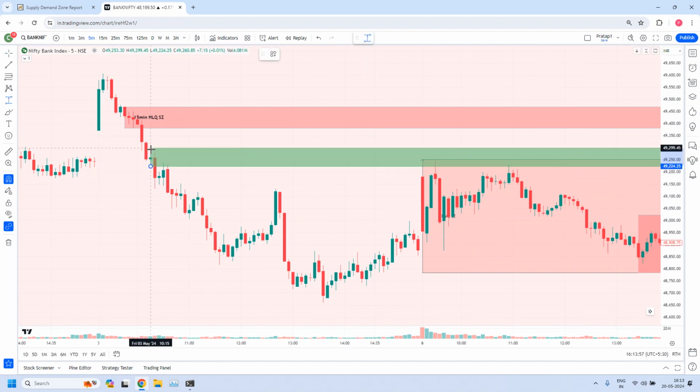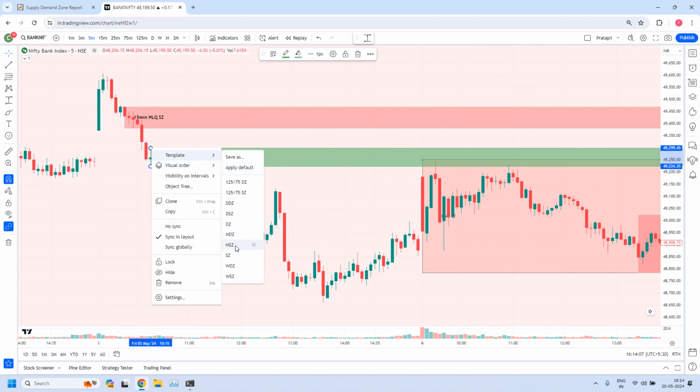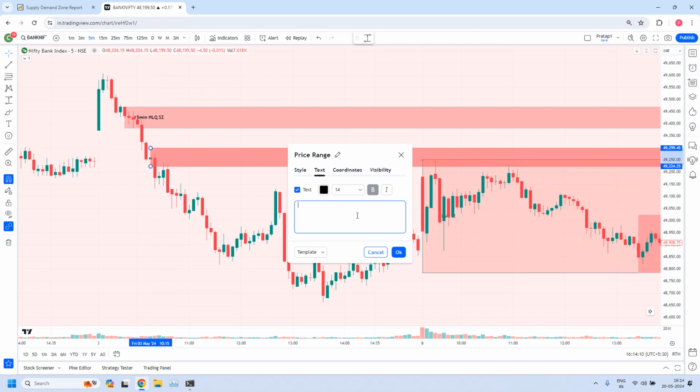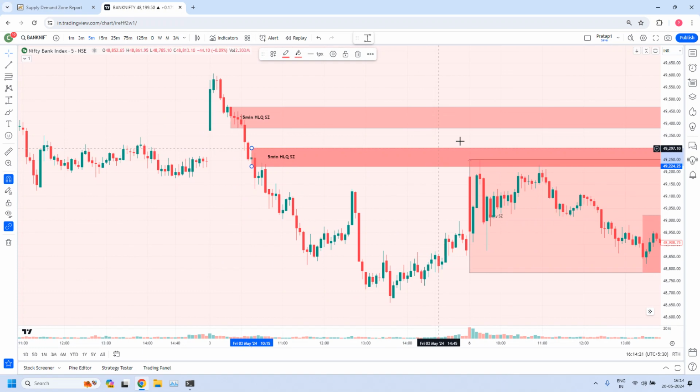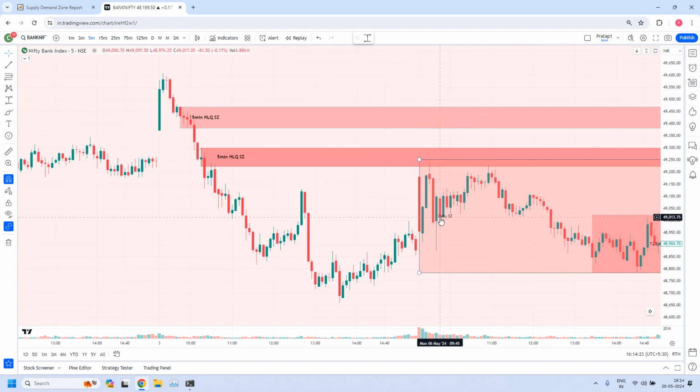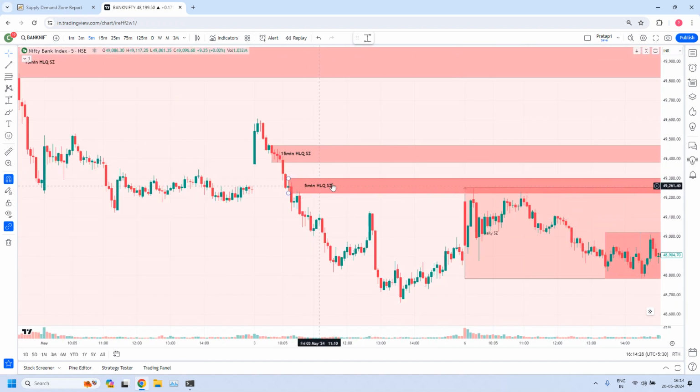Here we have, oh, very good. Why am I saying very good? See here there is a zone. This entire zone is created by this 5 minutes supply zone. This is a 5 minutes HLQ supply zone, and it is responsible for the creation of this entire daily supply zone. This 5 minutes high liquidity supply zone is the origin behind the creation of this daily zone.